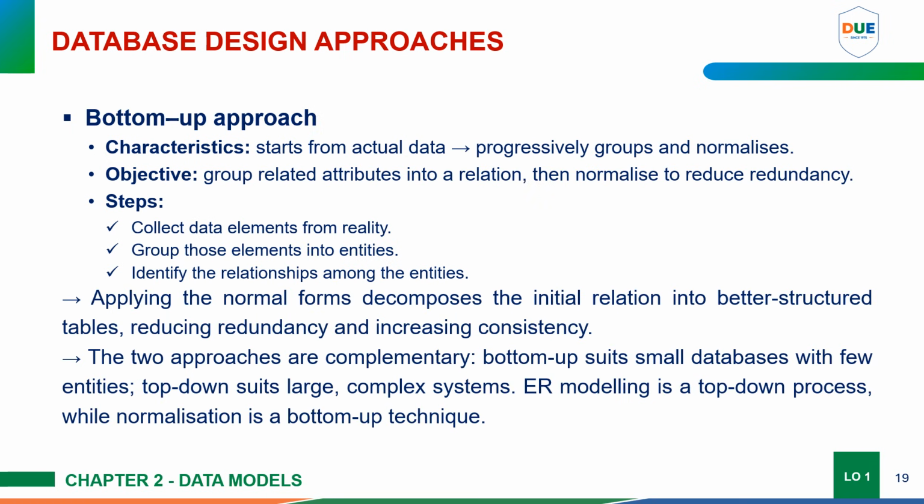The second approach is the bottom-up approach. It starts with actual data and progressively groups and normalizes it to reduce redundancy and improve consistency. There are three main steps: collect data elements, group them into entities, and identify their relationships. The two approaches complement each other, bottom-up works well for small databases, while top-down is better for large, complex systems. A simple way to remember them: ER modeling is top-down, while normalization is bottom-up.